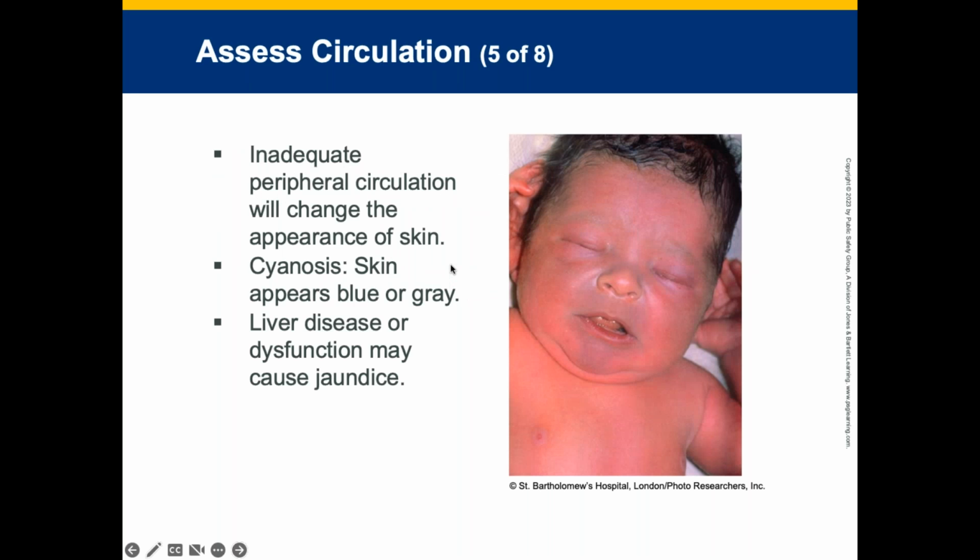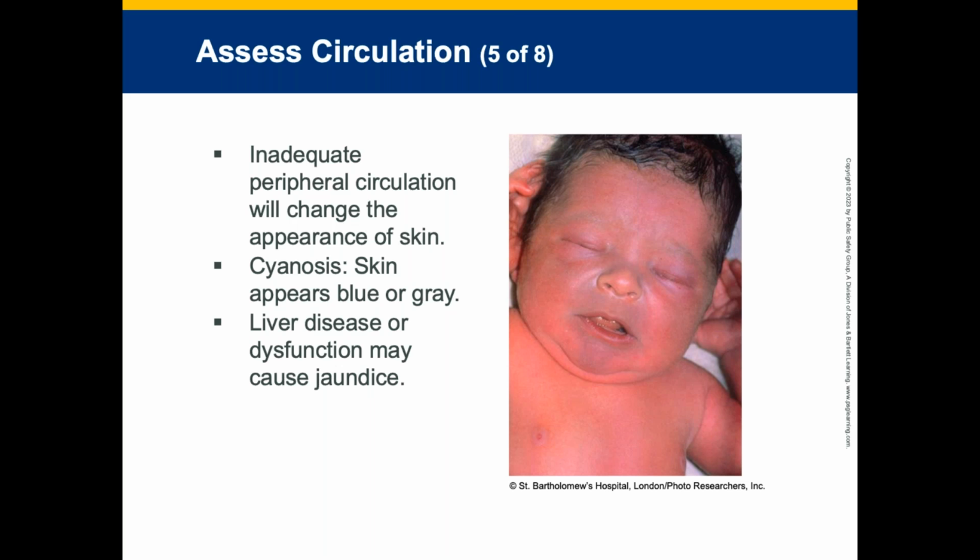Inadequate peripheral circulation will cause the skin to appear pale, white, ashen, or gray, or possibly even waxy, translucent appearance. Cyanosis is skin over the blood vessels appearing blue or gray, which are signs of low oxygen in the blood. Most likely going to be seen, especially when you see the pediatric first, we start seeing around the lips, around the mouth.